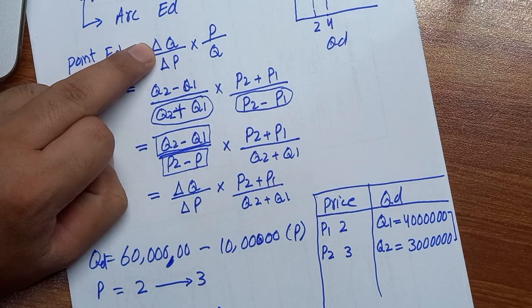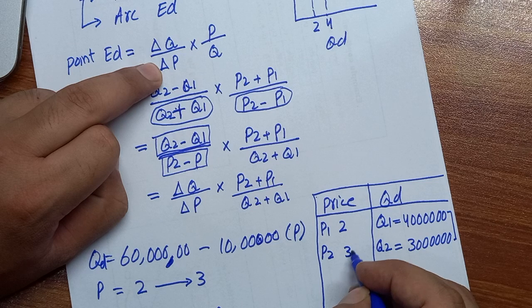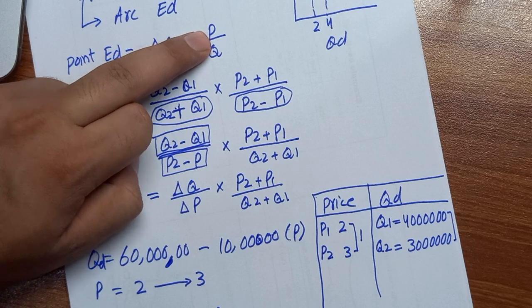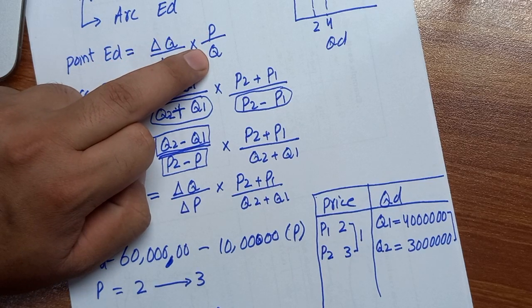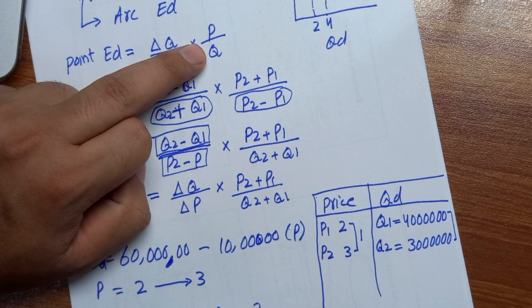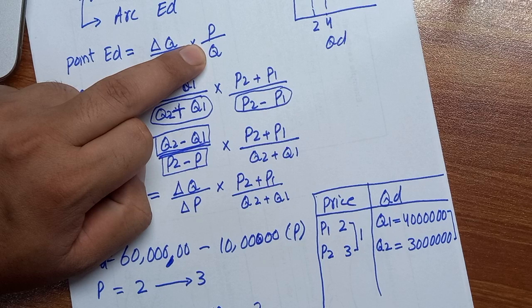Divided by change in price, we have 2 and we change to 3. How much change do we have? We have 1 unit change in it. So I will write here 1 unit. Now we have multiplied by price divided by quantity. So the price at this point is 2, divided by the quantity, which is this amount.